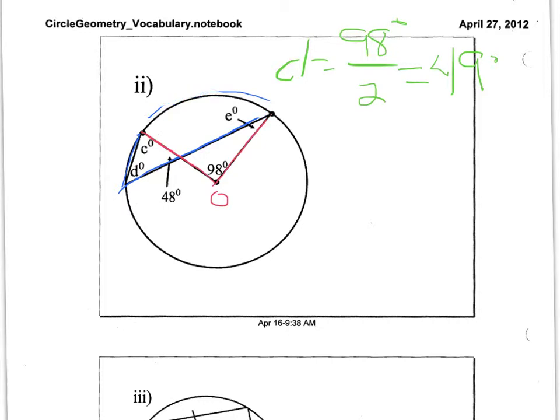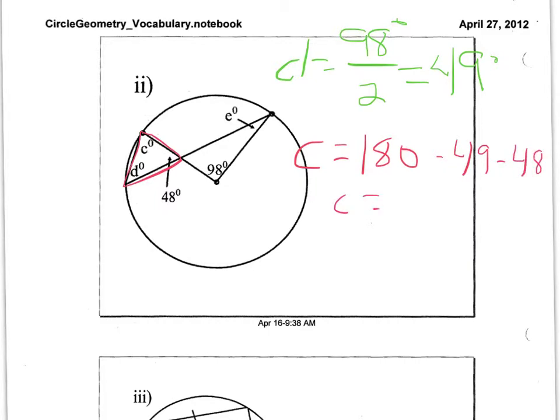That's solving for D. And we'll just clean this up again. Now looking at C, you know what D is. You know the angle opposite is 48 degrees. So this makes a triangle. So now to find C, take 180 degrees, subtract the two angles that you know, and you get 83 degrees.